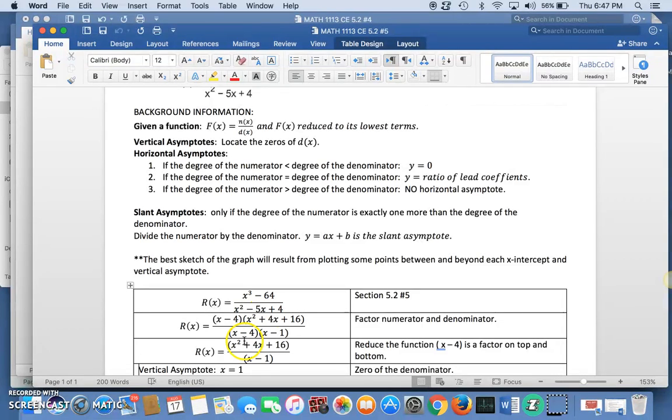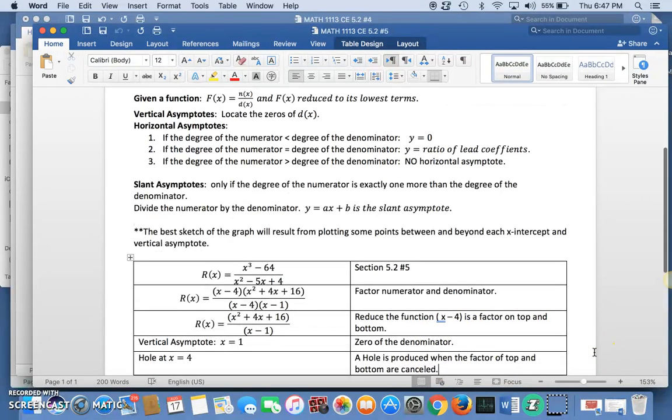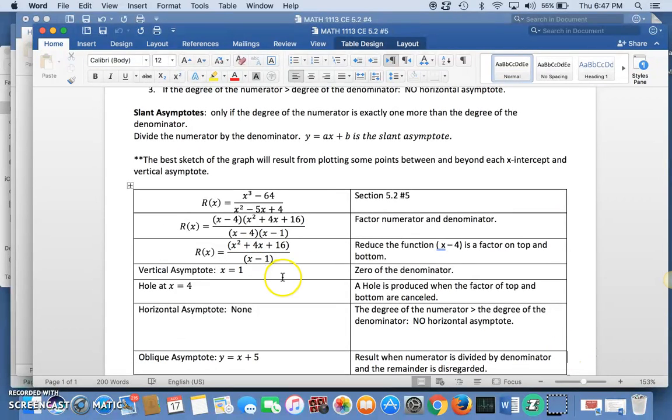If you factor the bottom, you get x minus 4 and x minus 1. So the x minus 4s are going to cancel, and you will be left with x squared plus 4x plus 16 over the x minus 1. That is the reduced fraction because the x minus 4 was a factor on top and bottom, so we were able to reduce it. Your vertical asymptote, whatever makes that 0, is a 1.